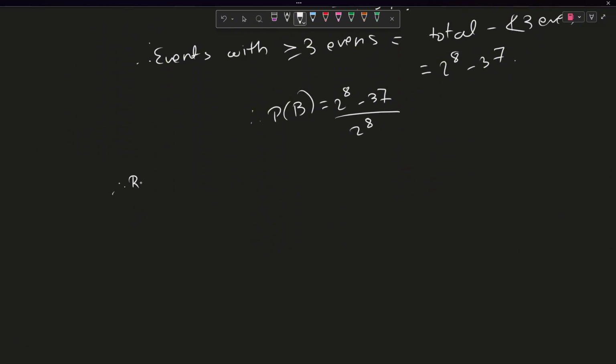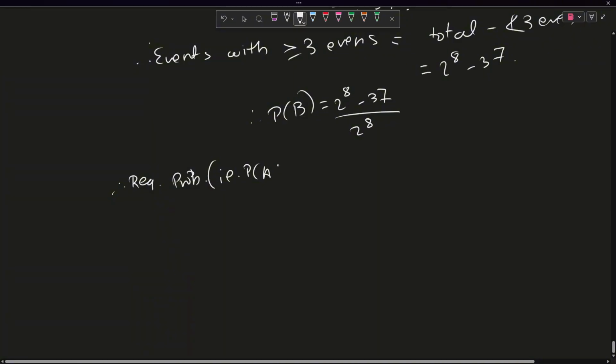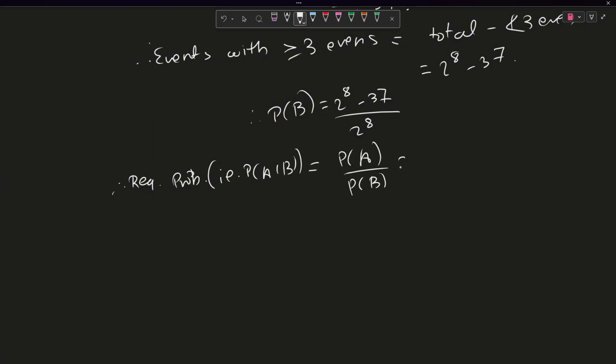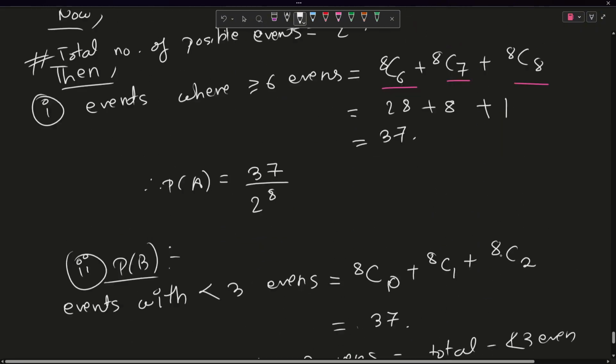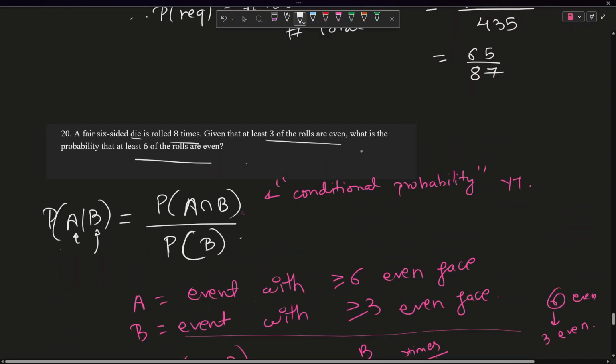Therefore, the required probability, i.e. P(A given B), is equal to P(A∩B) by P(B), which is just 37 to the power 2 upon 8 times 2 to the power 8 upon 2 to the power 8 minus 37. This cancels this, and this is just 37 upon 256 minus 37, which is just 37 by 219. So the answer is 37 by 219.